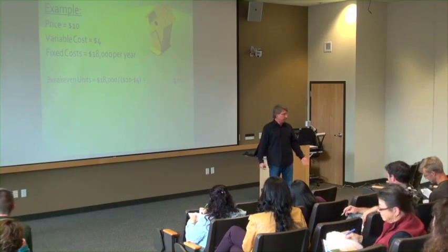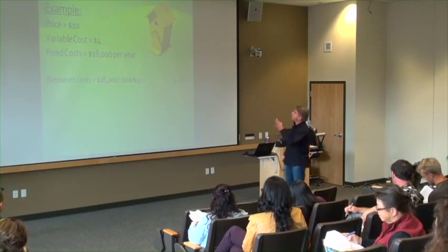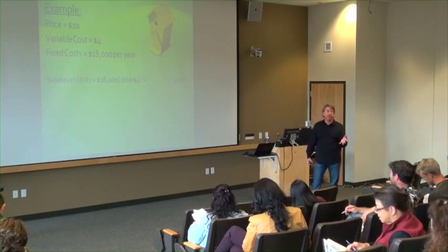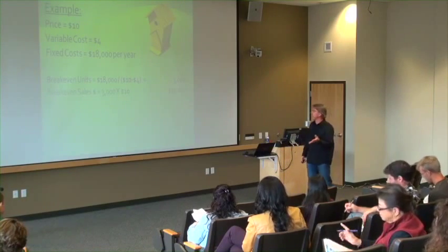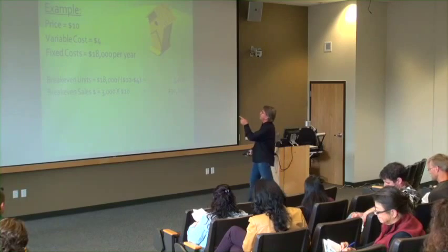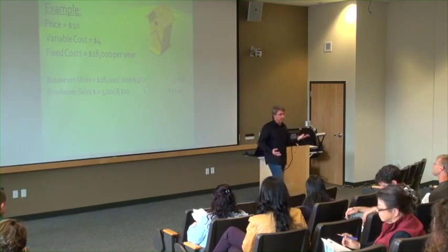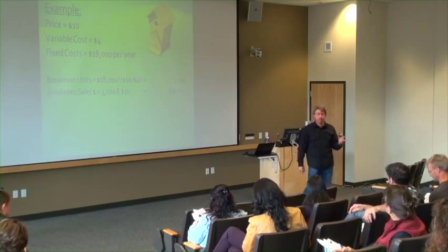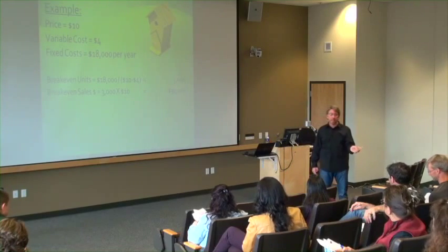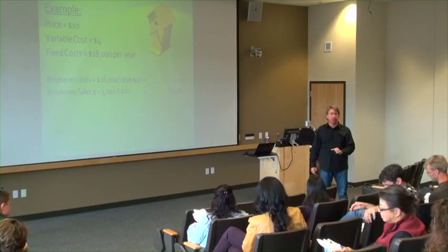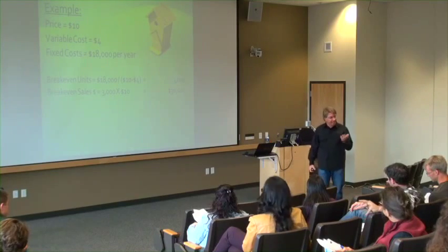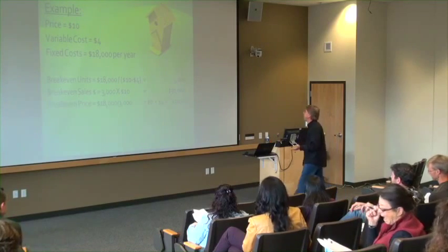Now, what would be your total revenue or sales at break even? $30,000. Okay, good. So that's your 3,000 units times your $10 per unit, or $30,000. Now, trick question. What's your total cost when your revenue is $30,000? By definition, that's the definition of break even, right?